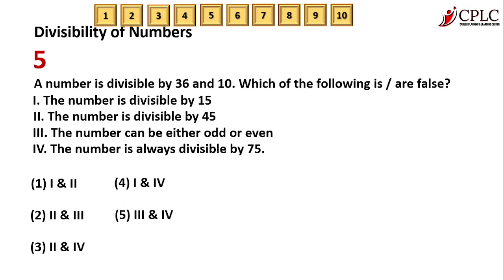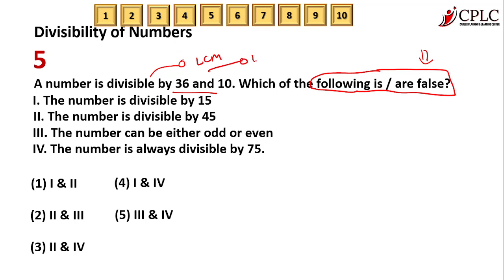Let's look at the fifth one, which says a number is divisible by both 36 and 10. Which of the following statements are false? Not true, they are asking about false statements, so be careful about it. Now, how do we do this? Clearly, the best way is to assume a number which is divisible by both 36 and 10, preferably the LCM of both, which is 180. So 180 is our model number, and we have to check these statements for 180.